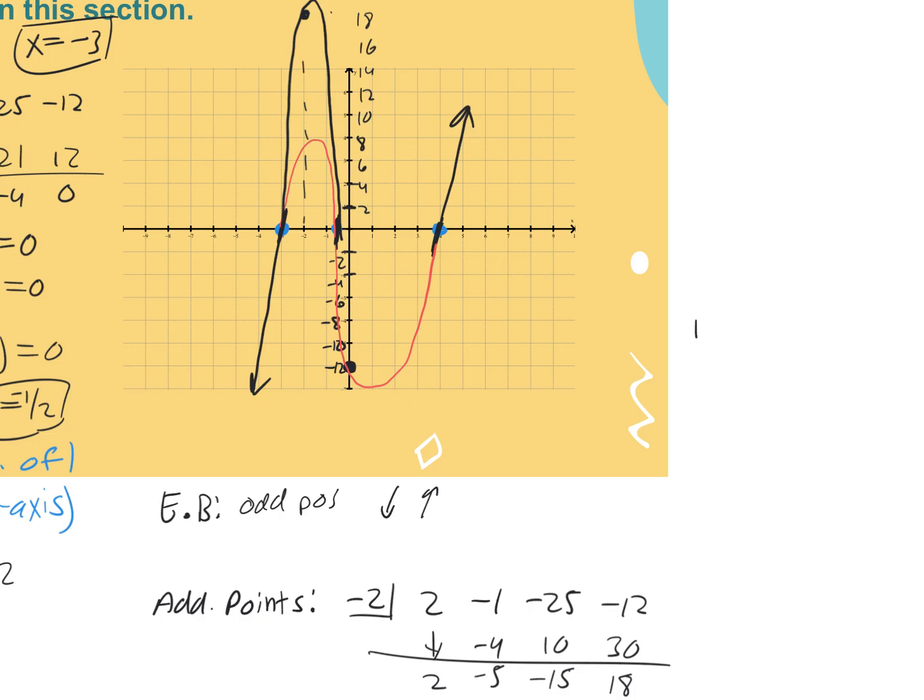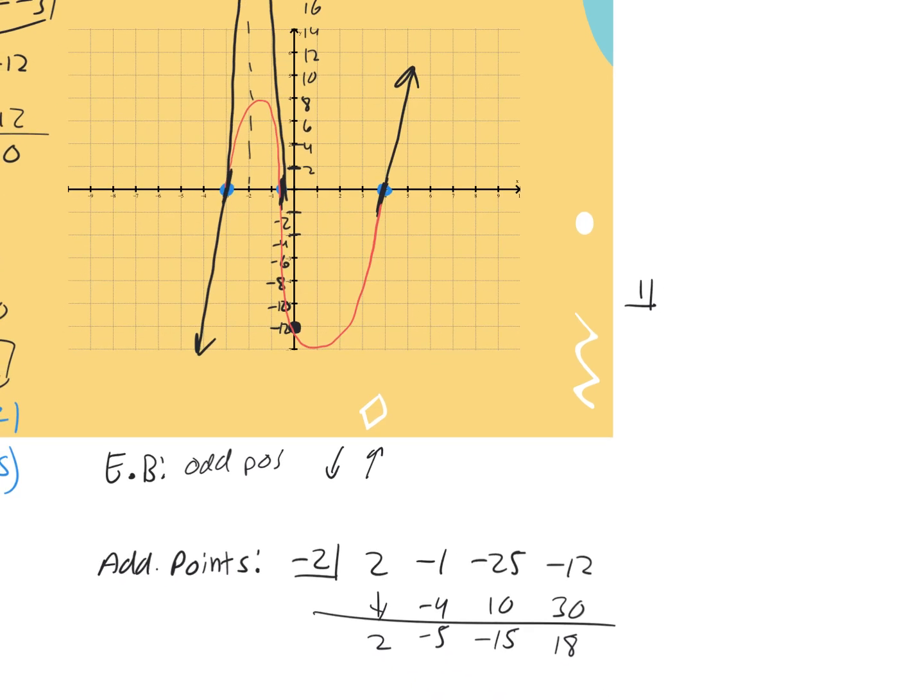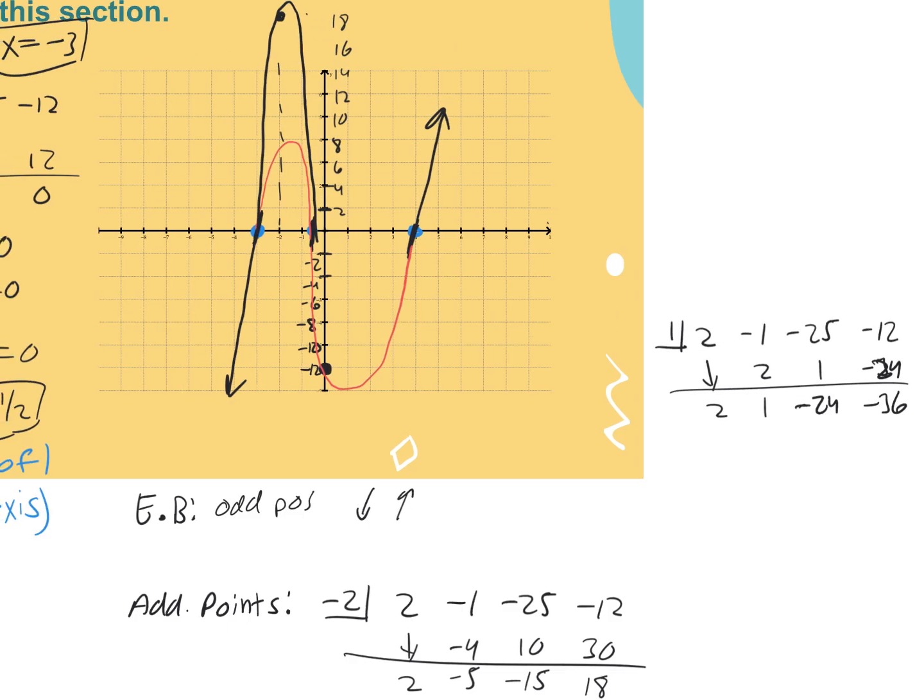So if you still have your work, you didn't erase it, then you could just look back, right? But I'm going to use 2, -1, -25, and -12, right? So 2, 2, 1, 1, -24, -24, and then -36. Right, so this actually goes all the way down to -36, and that's going to go way off our graph. So you can see that it's going to go way down here. All right, probably something like that. Maybe even a little bit further, but at some point it has to come back up.